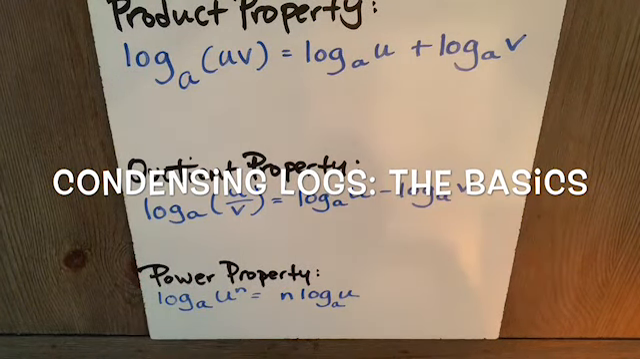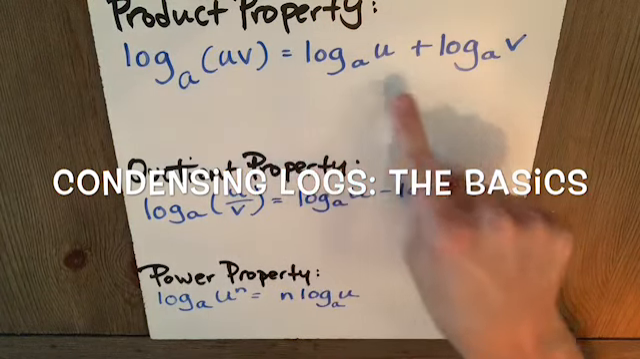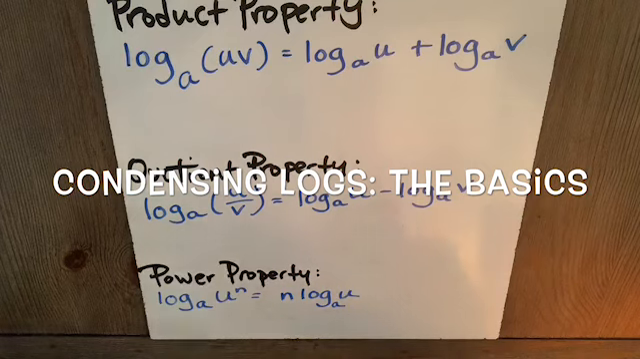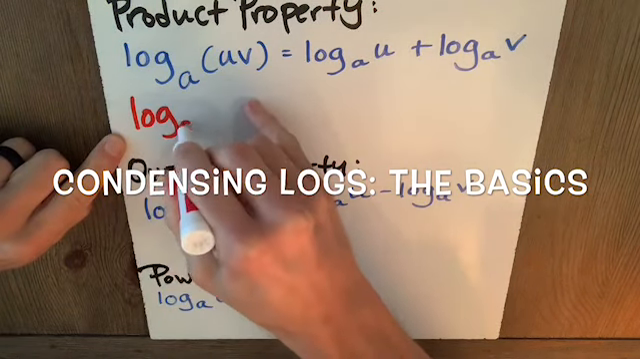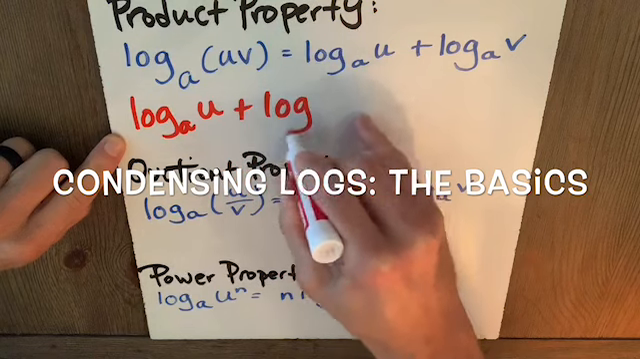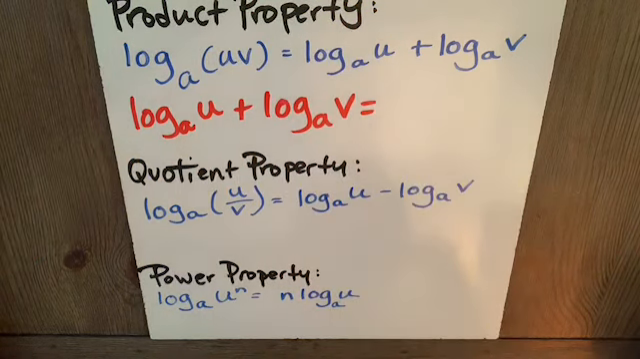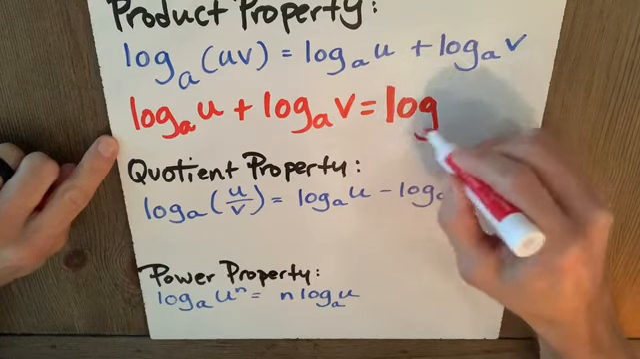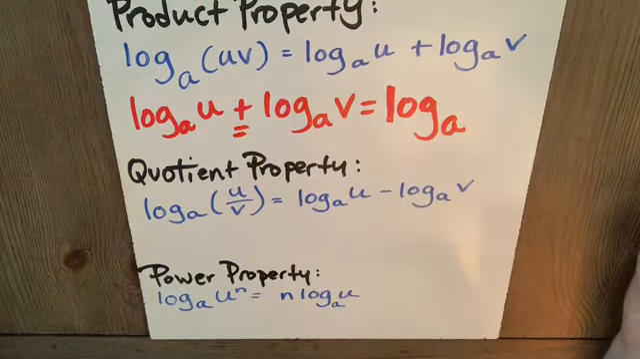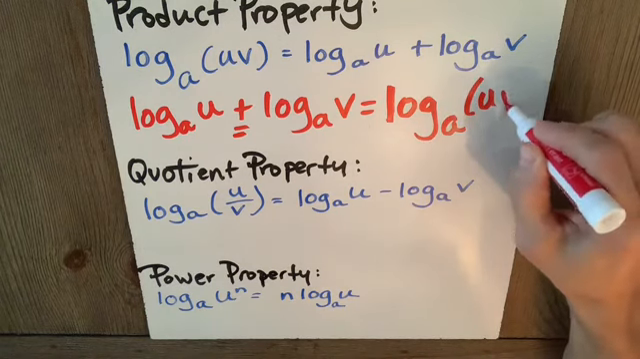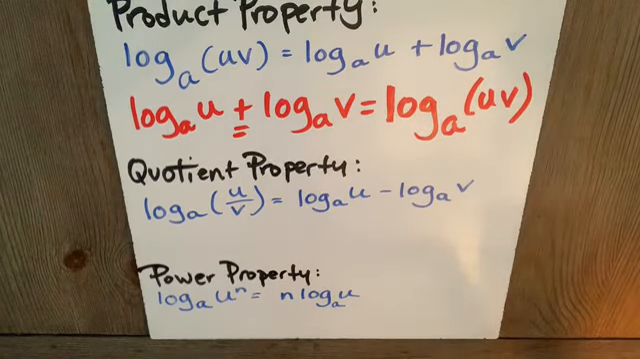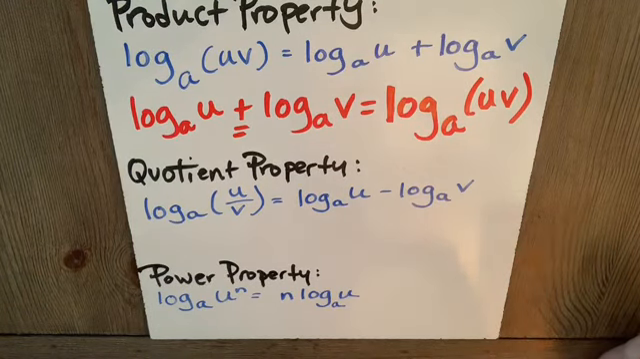As we move along here in our study of logs, one thing I have to stress again is that you have to know these log properties backwards and forwards. The product property, log base a of the argument u times v, one log splits up into two logs. However, you also have to recognize that log base a of u plus log base a of v, we can condense two logs as long as they have the same base and we have a plus between them, into log base a of uv. And you have to know this backwards and forwards and exactly as it is to be able to justify any moves you make.